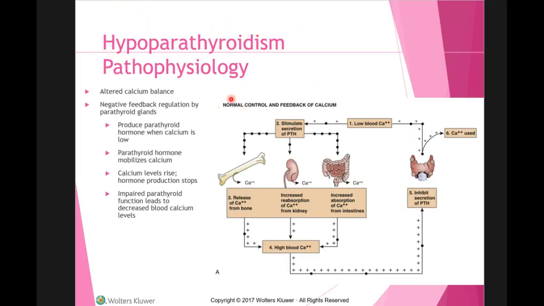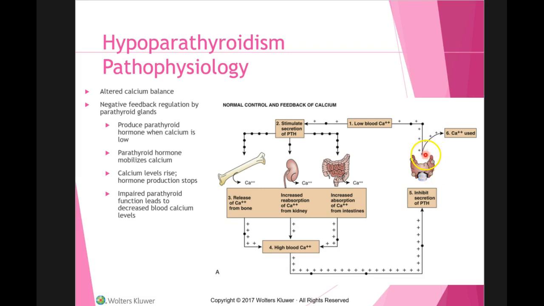Now we'll talk about hypoparathyroidism. This is an example of altered calcium balance. It's usually caused by either a congenital lack of one of the four parathyroid glands, and those are located just where they're shown in this picture, around the thyroid. Or it could be following surgery or radiation on the thyroid or in this region of the neck, that would cause the underactive parathyroid.